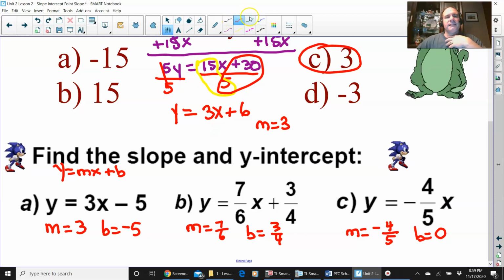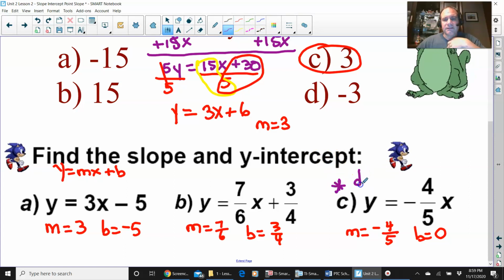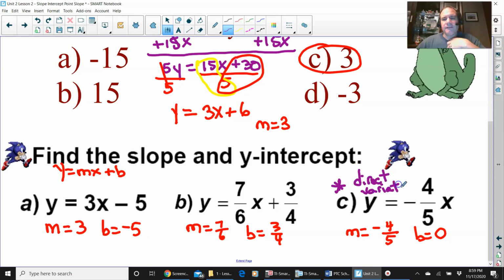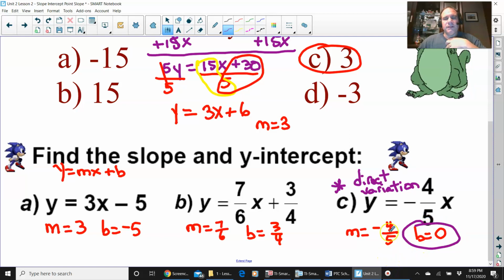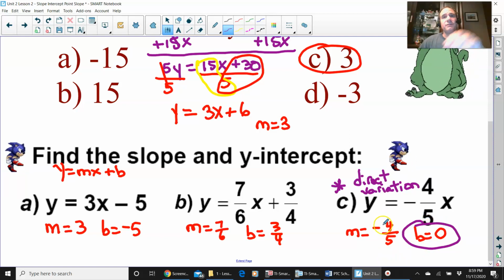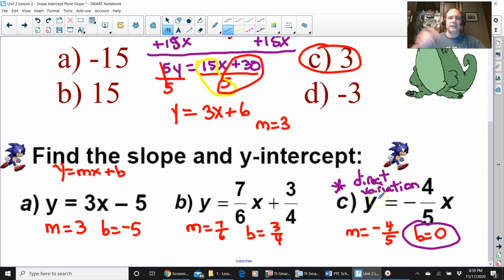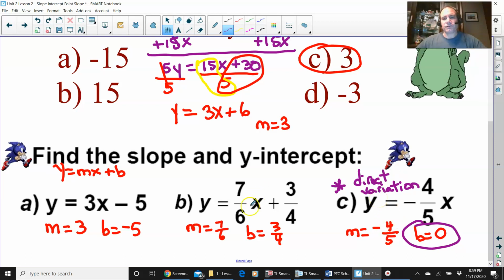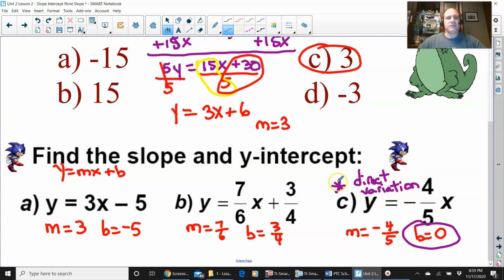Put a star next to that one. Yes, this is a direct variation. This crosses through the origin. It has a y-intercept of 0. It's a straight line, a linear function that crosses through the origin is a direct variation. All right, so just remember, this is a direct variation.